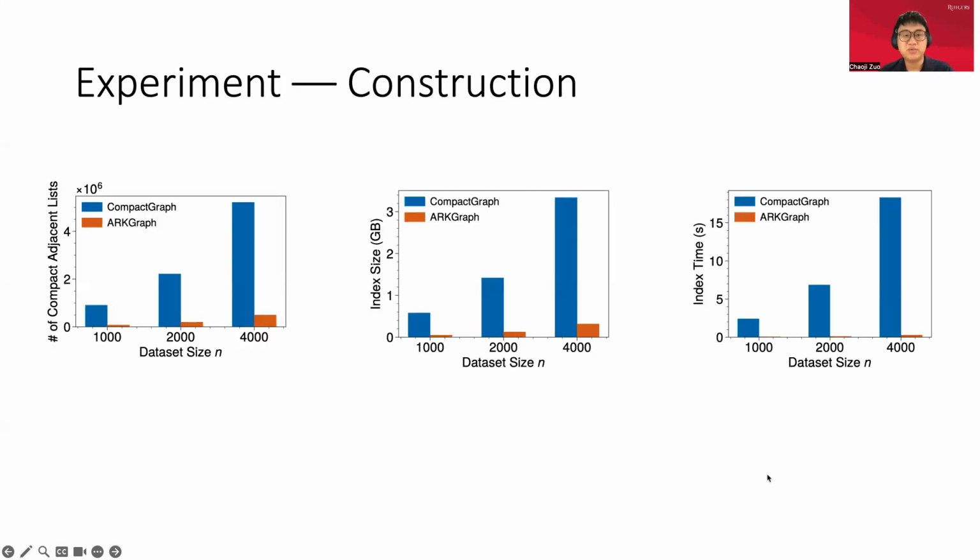Here is the experiment on the construction time. We can see that the arc graph has a much smaller index size compared to the compact graph, because the arc graph will have a smaller number of compact lists. Also, it has a much smaller index time.